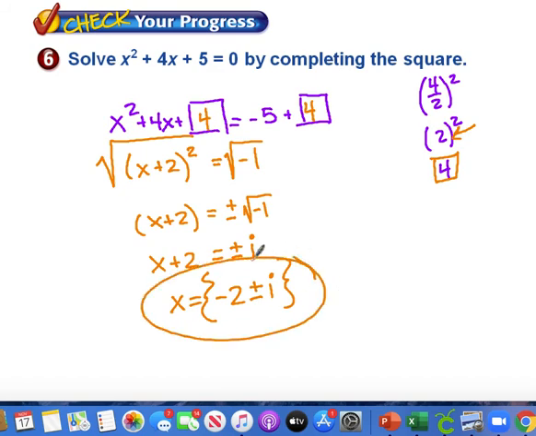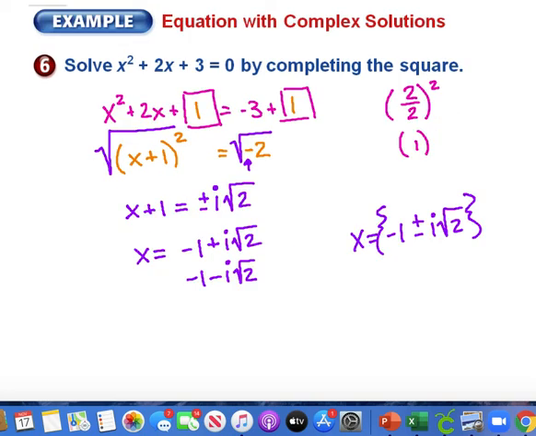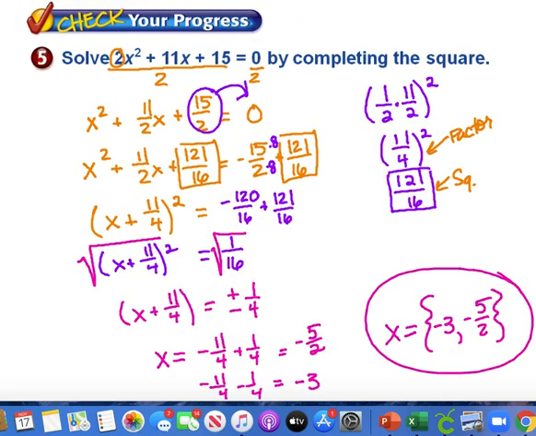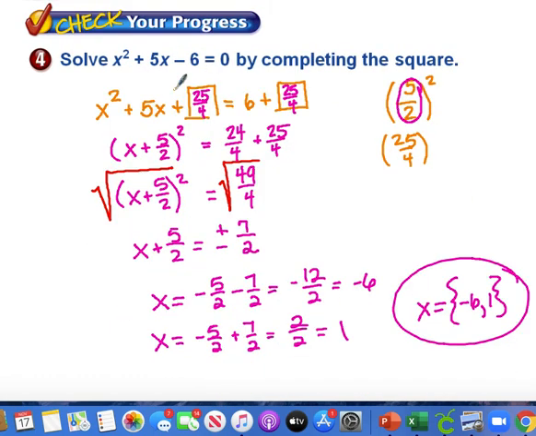So that concludes this lesson on completing the square. You've seen equations where you've got complex solutions. You've seen equations where you started with an a and had to divide that out. And you've seen simple equations where all you had to do was move c and complete the square.